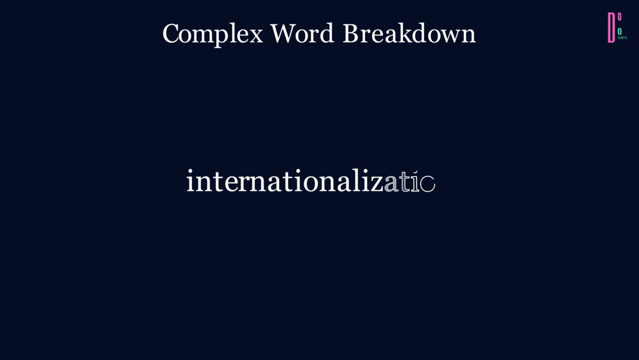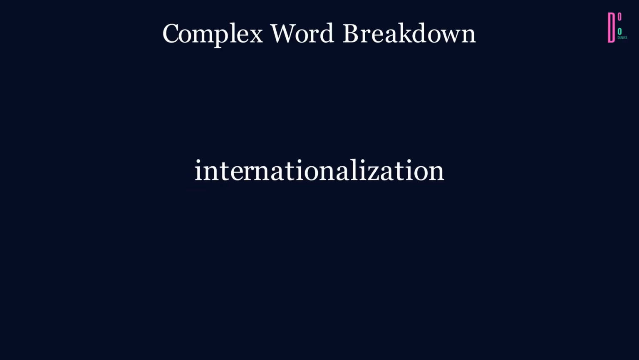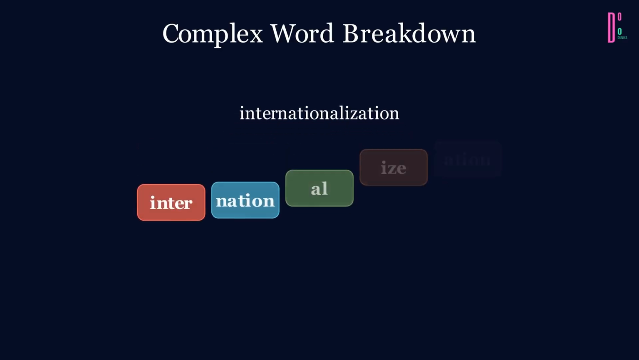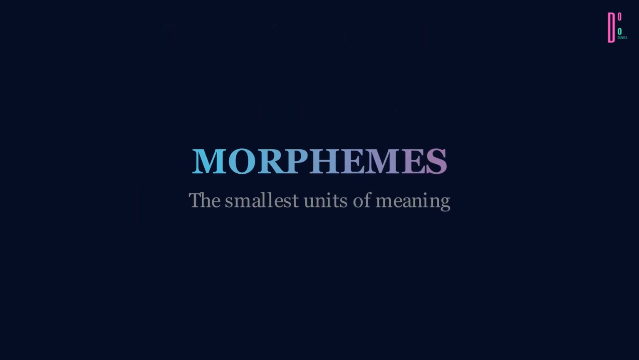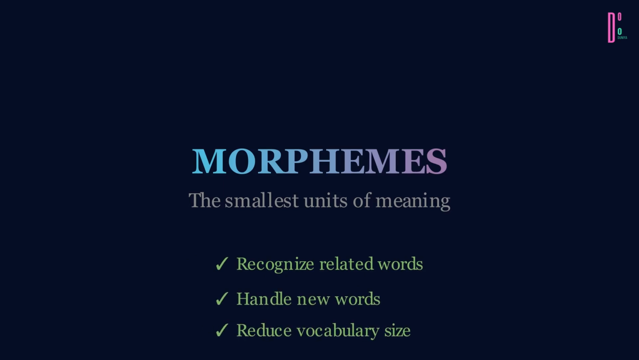Watch how the word internationalization breaks down. Inter plus nation plus al plus ize plus ation, 5 morphemes working together to create meaning. Languages differ wildly here. English is relatively simple. Turkish? A single word can encode what English needs an entire sentence for. That's why morphology is critical for multilingual NLP.